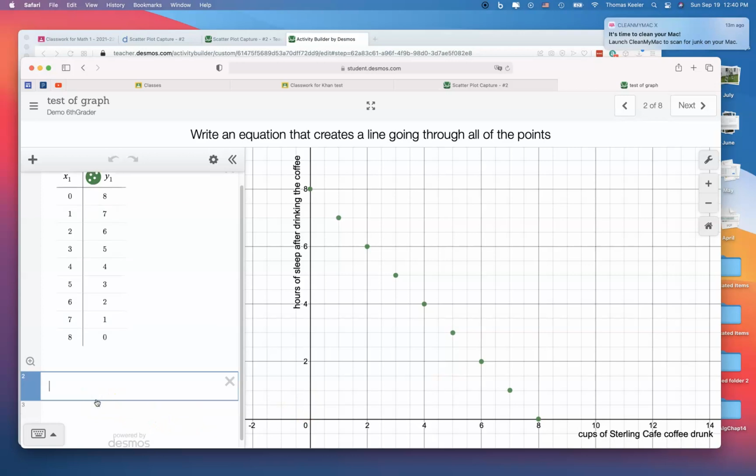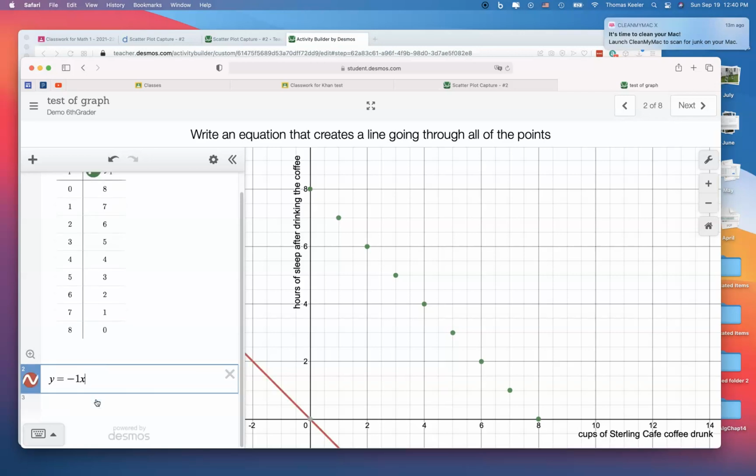So if we try and write an equation, we'll say that y equals what? Y equals -1 times x. You see, the slope's right, but what happens? Remember, if we drink 0 cups of coffee, it looks like we got 8 hours of sleep. So we have to do y equals -1x plus 8. And that goes through all of our points. So we've got this linear relationship. What kind of relationship is it? It's negative, right? As the cups of coffee goes up, the amount of sleep goes down, down to 0. Drink 8 cups of our coffee, you won't sleep at all.